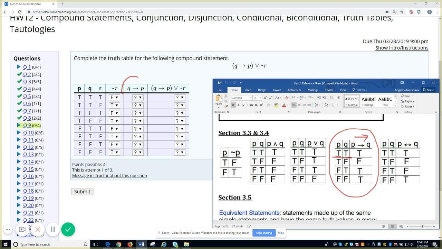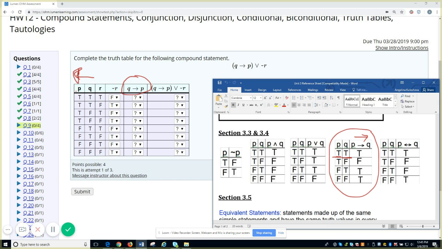But in our problem, what I'm doing is I'm going from Q to P. So I'm actually going this way because I'm pointing the arrow from Q to P, right? Because this is the Q and this is the P. So I'm going to have to read my inputs backwards like that. So that's what makes it a little different.